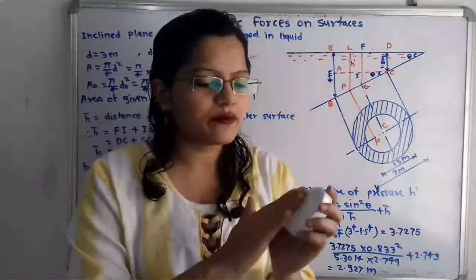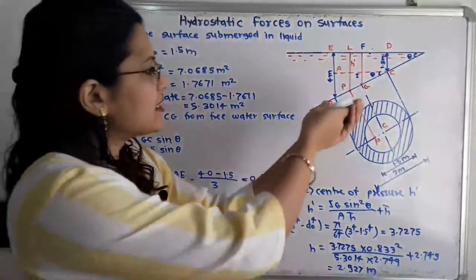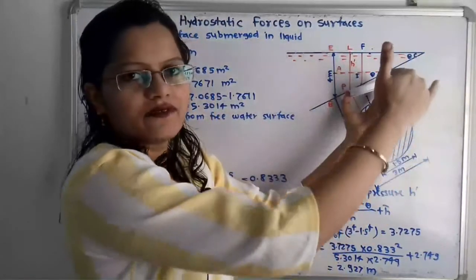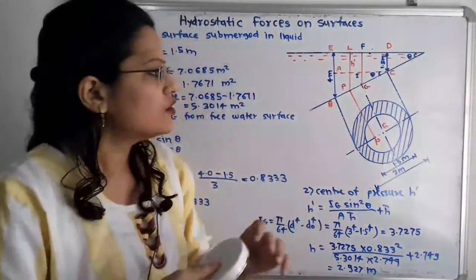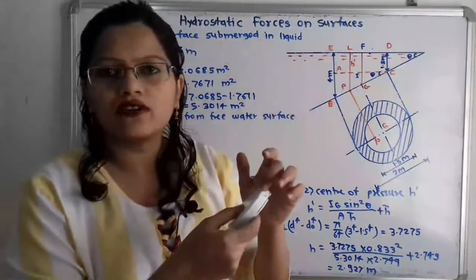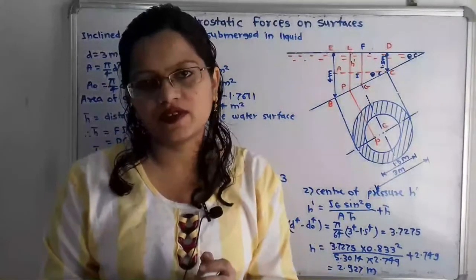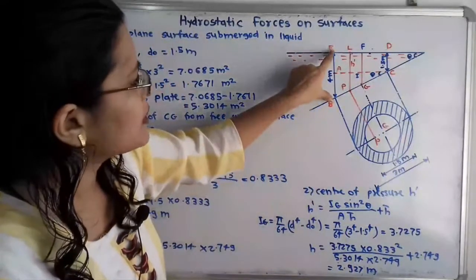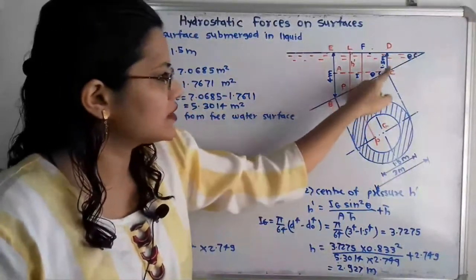So how to show that? This is the surface of the circular plate, which is inclined at an angle theta. When we observe this circular plate from the front, we see it in the form of an edge. Here the edge B to C is indicated. C is the top point of the circular plate, which is at 1.5 meter distance from the free surface of water, and B is the bottom point of the plate, which is at 4 meter distance from the free surface of water. So here we have to show this edge.